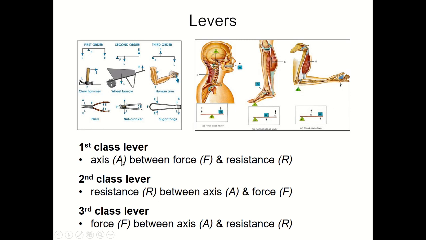Again, we have a first class lever where the axis is in between the force and the resistance. So this axis is also called F for fulcrum, okay. The second class is when the resistance is between the axis and the force. And the third class is when the force, the effort, right, is in between the axis, the fulcrum, and the resistance, the load. So you can see here that there are two different types of terms.